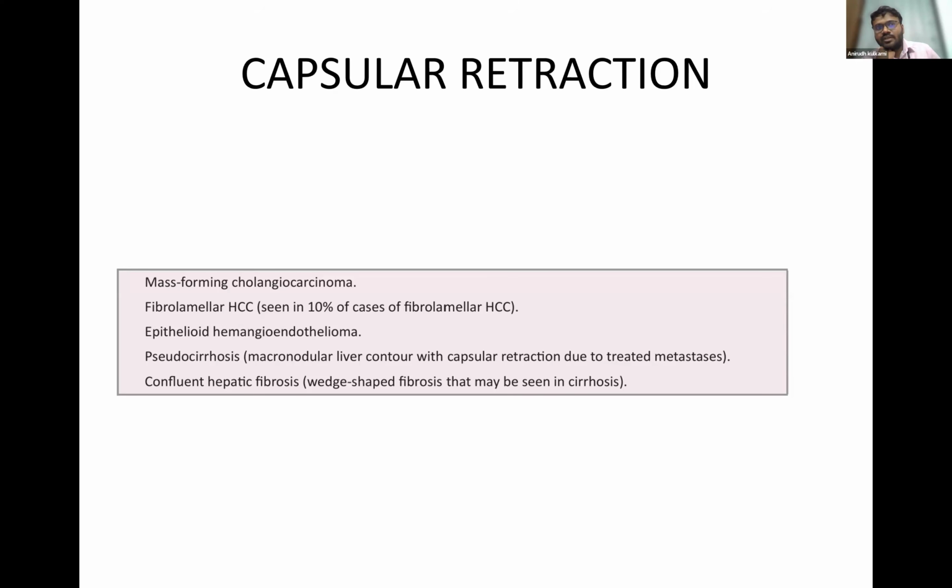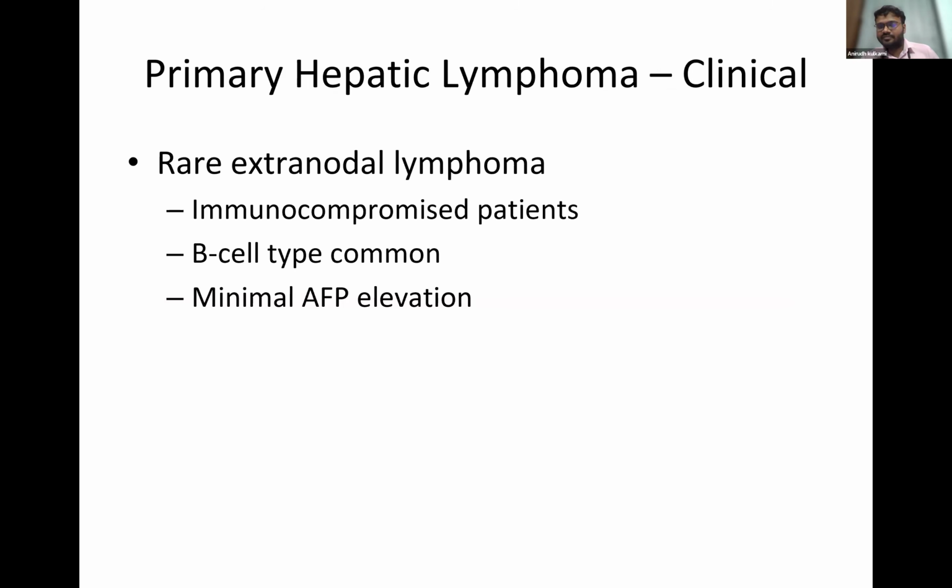That is very important. Cholangiocarcinoma shows capsular retraction. Okay, you have told cholangiocarcinoma shows capsular retraction. The next question the examiner will ask is what are the other tumors that can show capsular retraction? So you should remember fibrolamellar HCC, epithelioid hemangioendothelioma, treated metastasis, confluent hepatic fibrosis. So these are the questions that should be at the tip of your tongue.